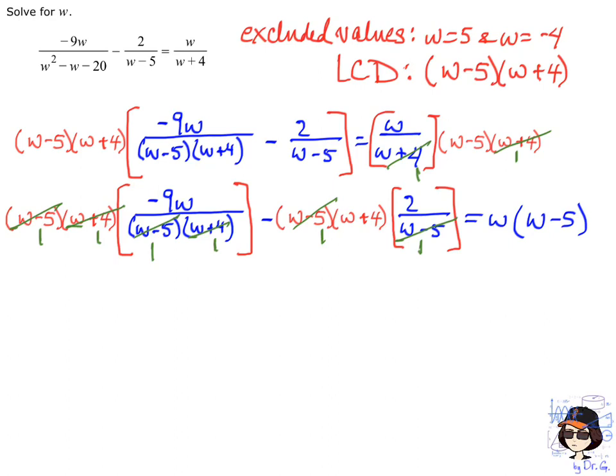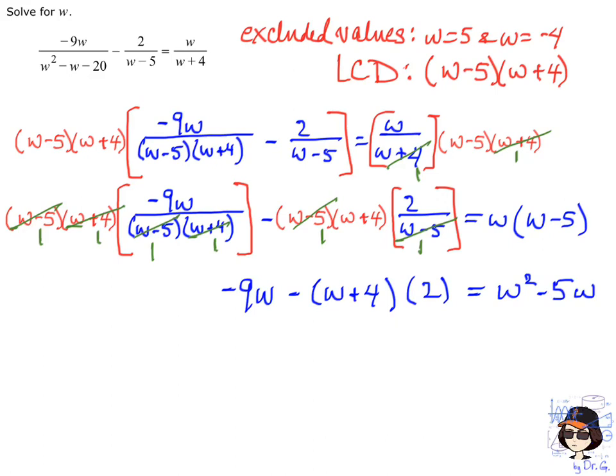So you always have to use that distributive property first before you start canceling when there's a sum or a difference, so that you're careful enough you don't cancel the same thing in each term. So now what we're left with on the left side is just the negative 9w minus the w plus 4 times the 2. On the right side, if I distribute, I get w squared minus 5w. So now we got rid of all the denominators.